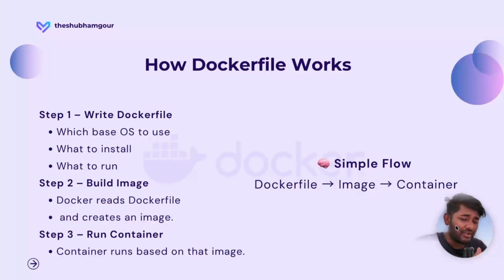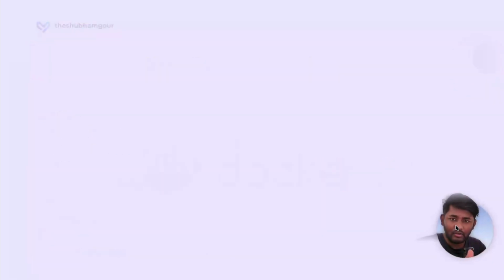Now how does Dockerfile work? So basically there are 3 steps involved in it. First is to write a Dockerfile, which defines what operating system to use, what to install, and what to run. These 3 things are mentioned in a Dockerfile. Second is to build an image from that Dockerfile. So Docker will read the Dockerfile and create an image through it. And finally the third step is creating the container based out of that image. So the simple flow would be: Dockerfile will turn into an image, and then that image, that blueprint, will turn out to be a container. So that's the basic simple workflow of the Dockerfile, and that is how it works.